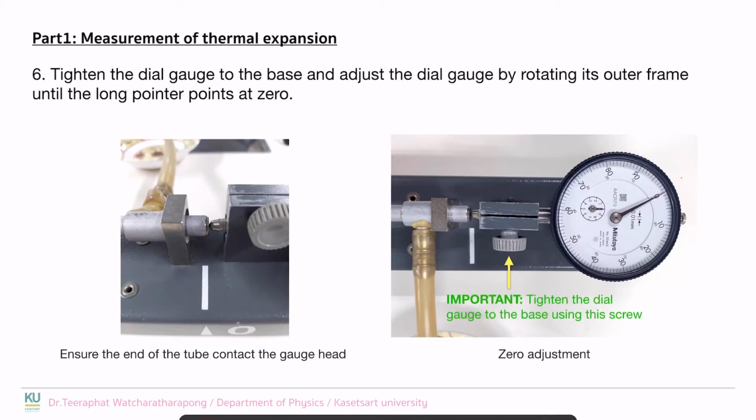Okay, after the metal tube was fixed on the base, we also need to do the same for the dial gauge that is used to measure the extended length of the tube. To be able to measure the length correctly, make sure that the gauge is firmly fixed and the end of the tube and the gauge head are met, like in this figure. Then rotate the outer frame of the gauge to adjust its long pointer at 0, like this one. This is to set 0 for the dial gauge micrometer. In this figure, it shows the screw that we use to tighten the dial gauge.